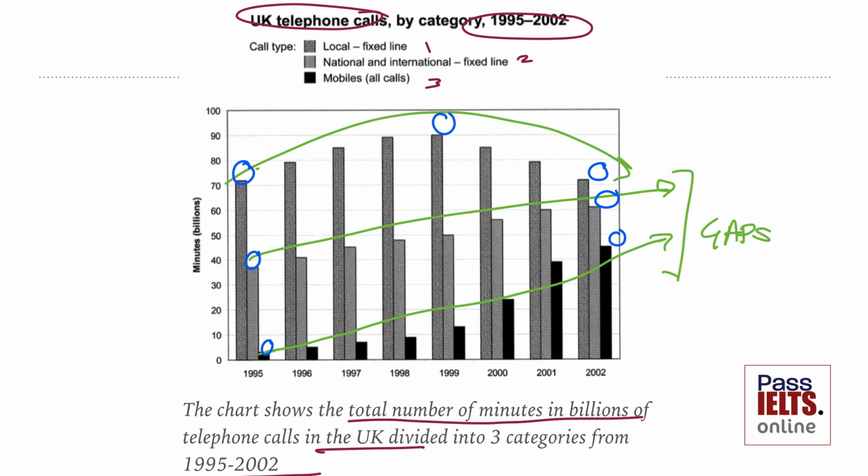Now we need to choose and circle some main features, which I have highlighted in blue here. We are going to include these features and data in our answer. Again, don't write any data yet, just circle it. Your main features should support what you've said in the overview. So in this case, we need to include the increase of mobile phone calls from the beginning to the end of the period, the differences between fixed line and mobile phone calls, and the differences between the two types of fixed line calls.